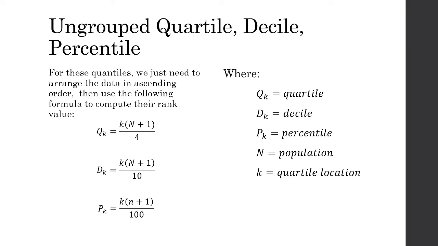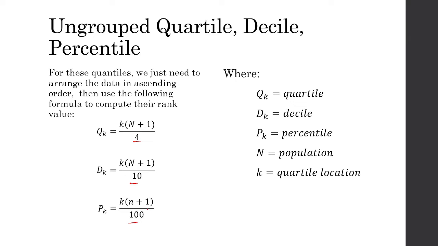So in here, for quartile, we have k times the quantity n plus 1 divided by 4. For decile, we have k multiplied to the quantity n plus 1 over 10. And for percentile, that will be k multiplied to n plus 1 over 100. As you may notice here, for quartile it should be 4, for decile it should be 10, for percentile it should be 100.